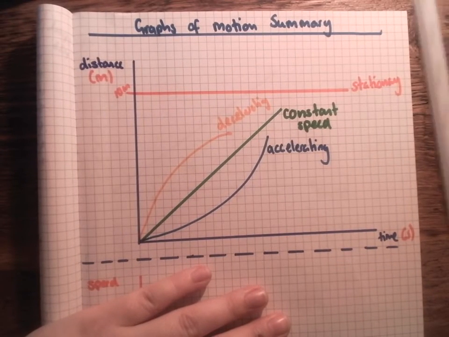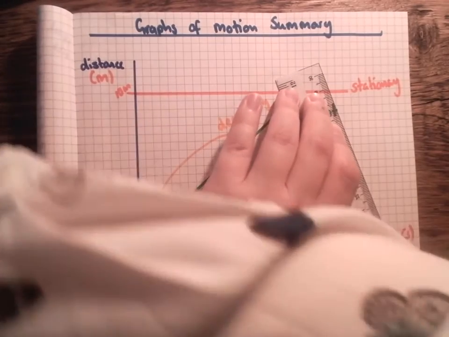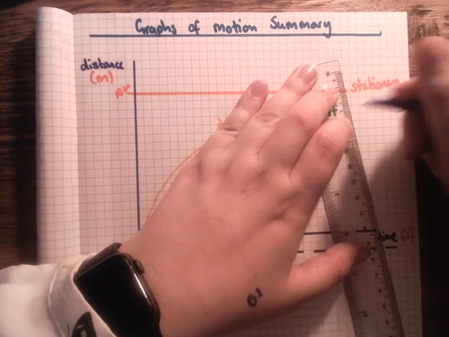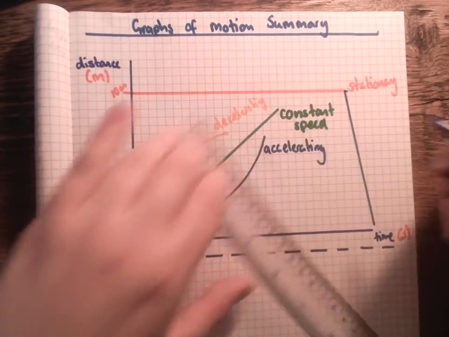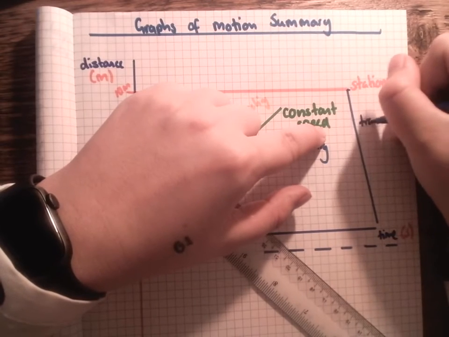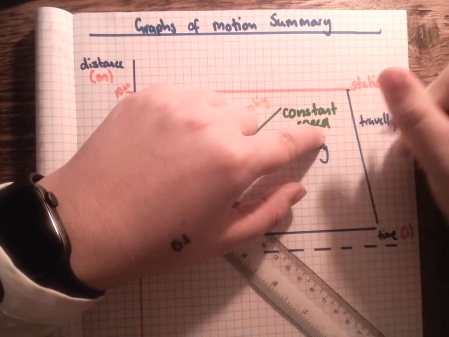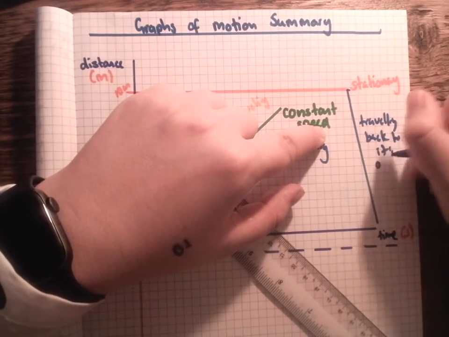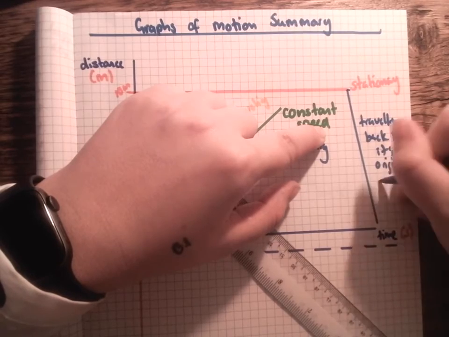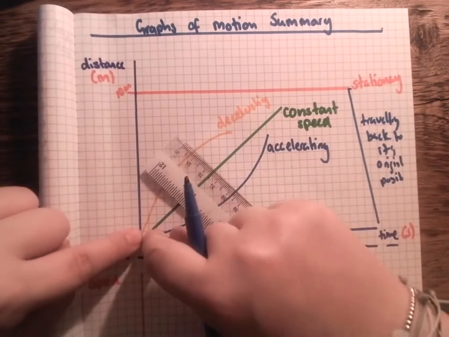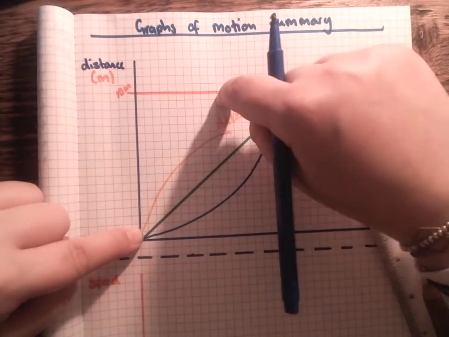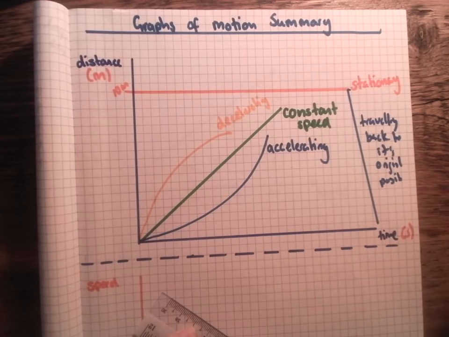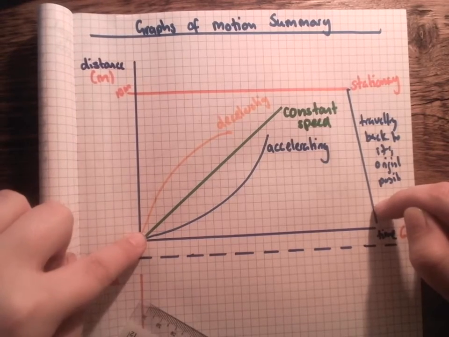Sometimes we also have graphs going backwards, where it looks like the distance is going down. You might see, for example, stationary and then it might go backwards. It just means here that it's traveling back to its original position. So let's say I started at 0 and I went all the way up, I stayed in the same place, and then I went all the way back down. I'm going back to the start, essentially. I'm going back to distance 0 there.